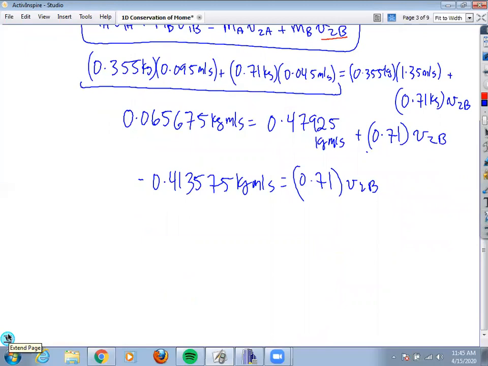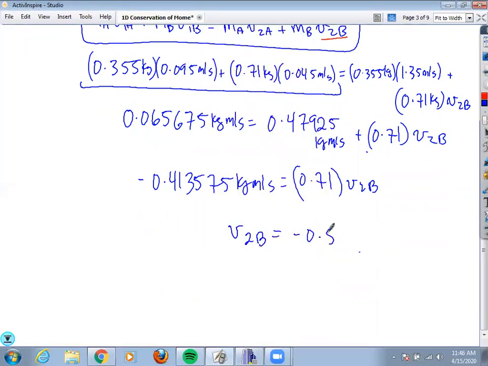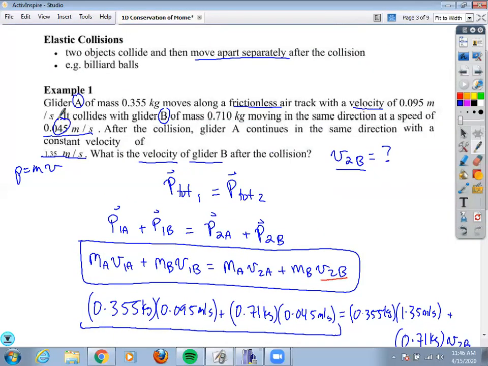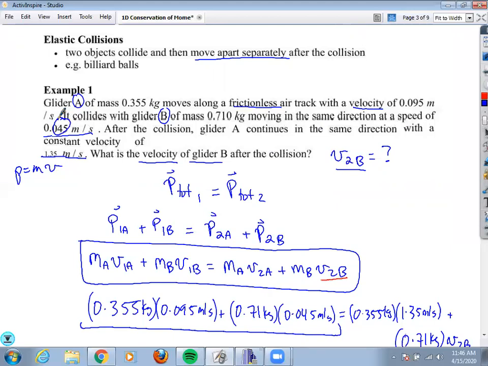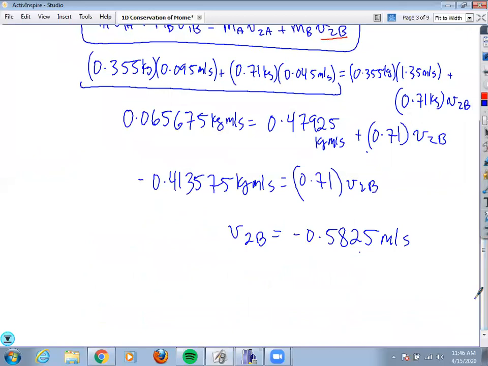So V2B then would equal the 0.413575 divided by 0.71 kilograms, and we get negative 0.5825. So negative 0.5825 meters per second. And so the sig figs, I believe we're talking 3 sig figs. Nope, sorry, we're talking 2 sig figs. So the final velocity of B after being hit by glider A, 2 sig figs, V2B would equal negative 0.58 meters per second.